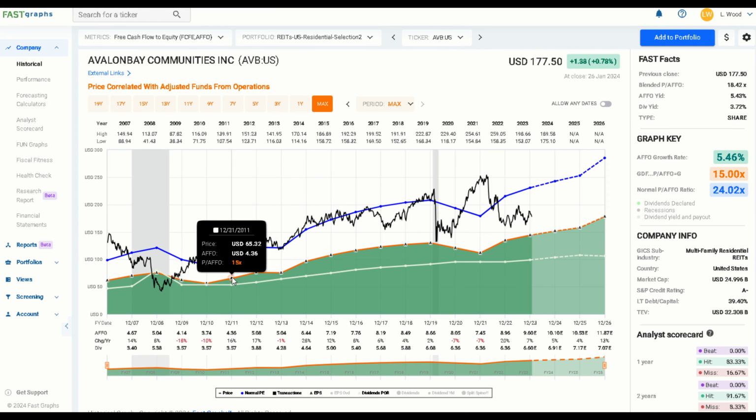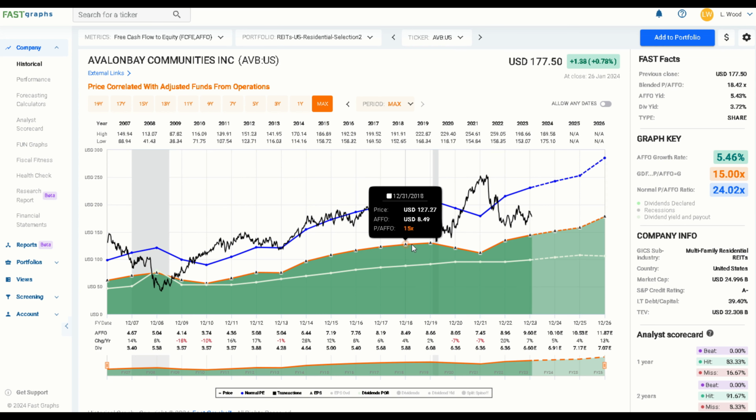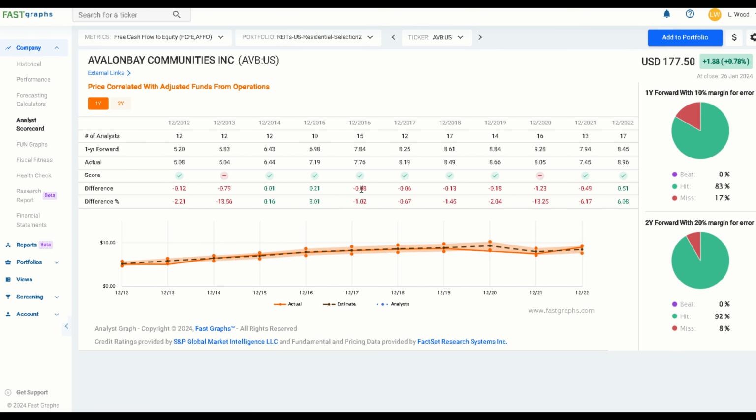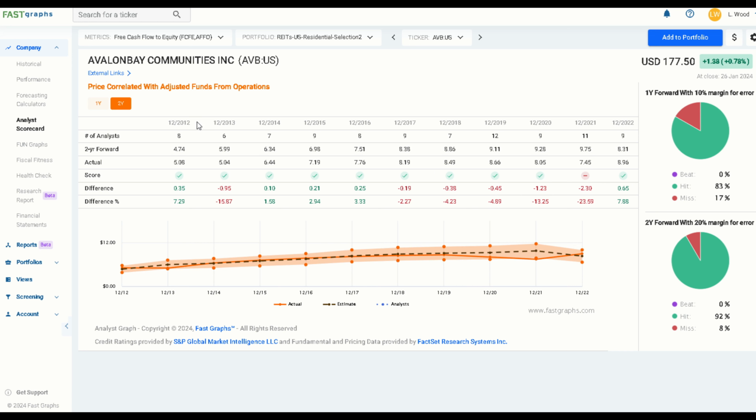Avalon Bay Communities. So we can see here in orange the AFFO level. It's mostly increasing. It's had a bit of a dip since COVID. It seems to be going up again. Some expectations here for some fairly high growth in 2026. We can talk a little bit more about why that might be. But certainly one thing here, looking at the analyst scorecard, we can see some fairly good. 2020 is a miss there. 2021 is a miss 2 years forward. But generally reasonable forecast accuracy there for the analysts.